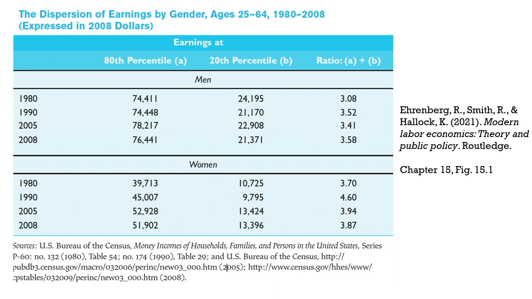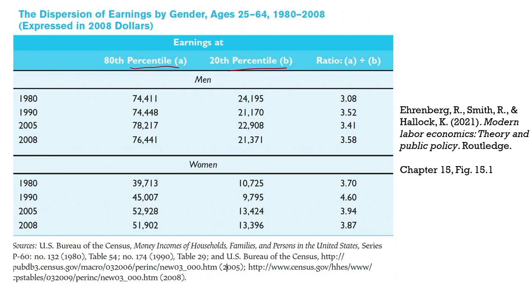to be able to see better outcomes in future. So if you look at this table here, it displays the dispersion of earnings by gender for individuals 25 to 64 from 1980 to 2008, expressed in 2008 dollars. And this table shows earnings at the 80th percentile and the 20th percentile for men and women. Basically, it says that the earnings at the 80th percentile are more than 80% of people in the sample, and the earnings at the 20th percentile are more than 20% of the people in the sample. So you could say that the 20th percentile are people at the bottom of the hierarchy of the sample, and the 80th percentile are those who are at the top.